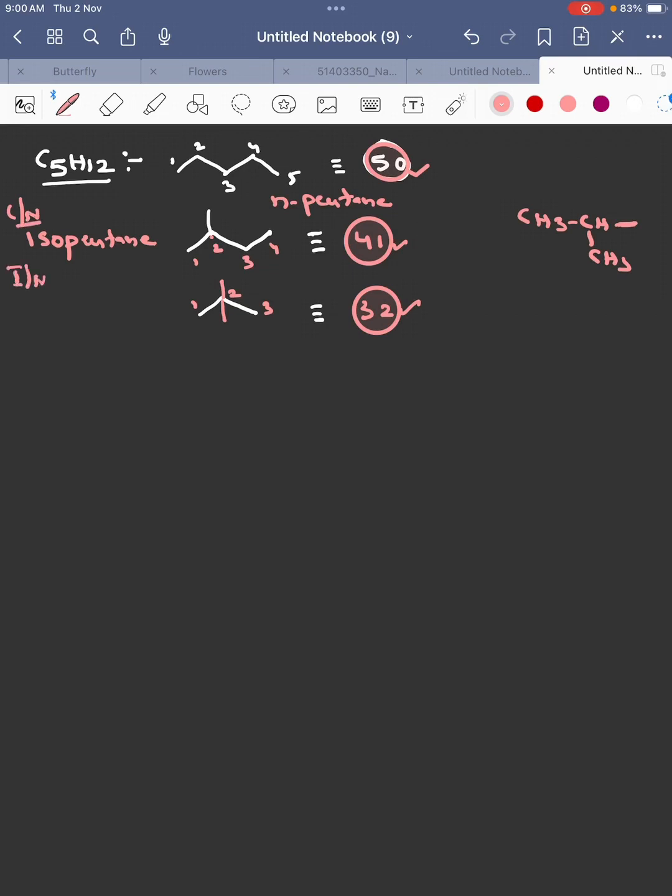What is the IUPAC name? According to rules, at the second carbon there is a methyl. It is called 2-methyl. It is a butane. 2-methylbutane.